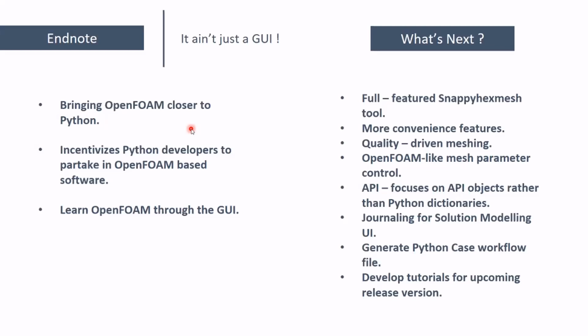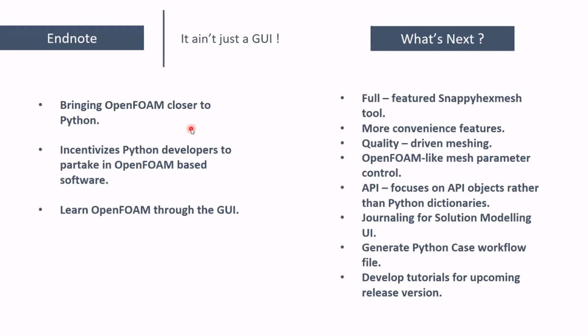So what's next? We want to just give a description of what are the things that you can expect with the future development of the software. So we want to make our Snappy Hex Mesh fully featured. We also want to bring about more convenience features. We have autosave, we have auto recovery. On top of that, we also want to make our mesh controlled with parameters. We don't want direct interaction with the single interpolation points. That can kind of be utilized in various cases.